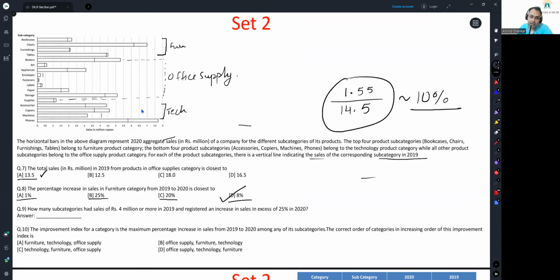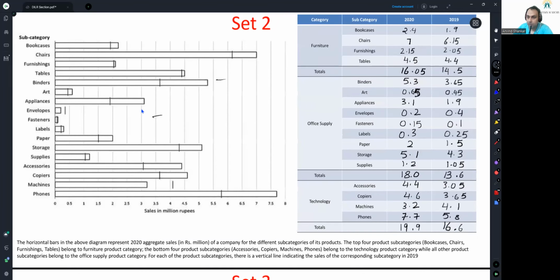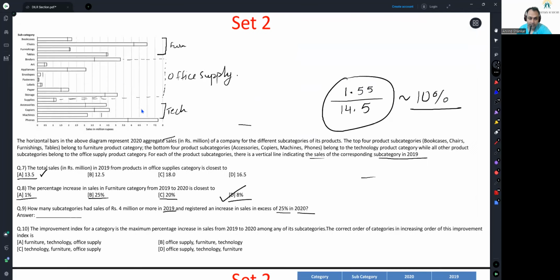Okay. How many subcategories had sales of 4 million or more in 2019 and registered an increase in sales in excess of 25% in 2020? So sales more than 4 million. Tables, oh, sorry, 6.15, but 25% of this would be 1.5 something ish more, not happening. 25% of this would be 1 plus, not happening. 4, 25% increase would lead to increase of more than 1, not happening. 25% increase would mean something around 1.5 increase. This is 1.9 increase. So yes, for phones, the condition is satisfied.